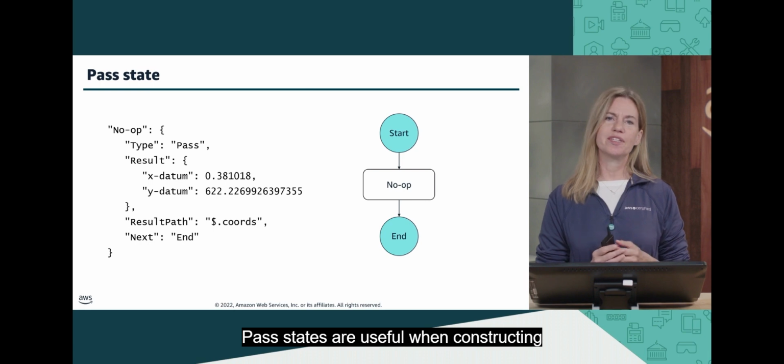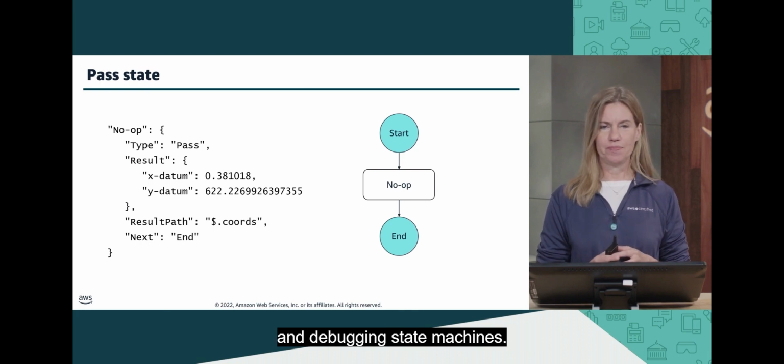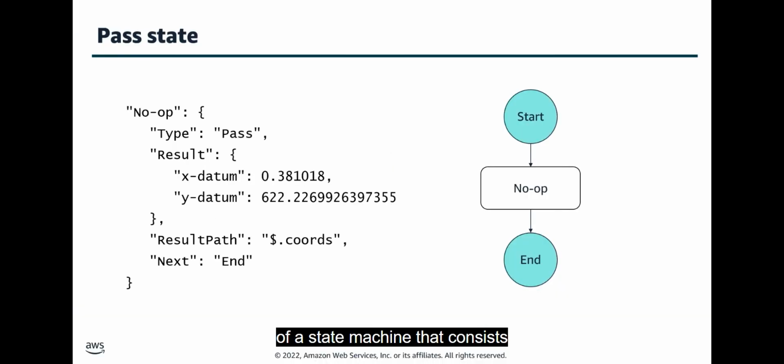A pass state passes its input to its output without performing work. Pass states are useful when constructing and debugging state machines. The slide shows an example of a state machine that consists of a single pass state. When the state machine runs, it injects some fixed data, which might be useful for testing purposes.